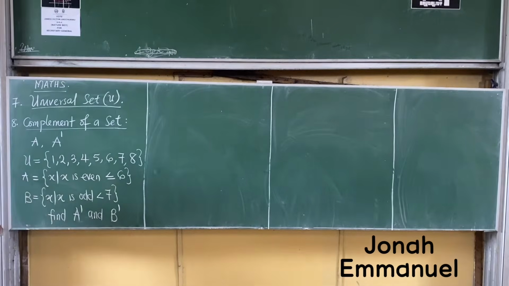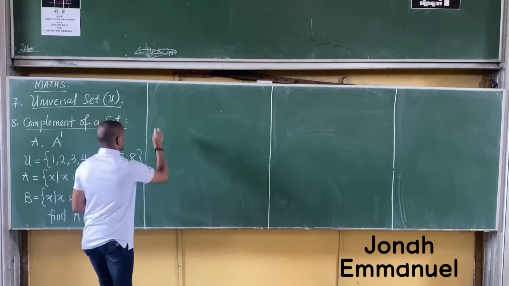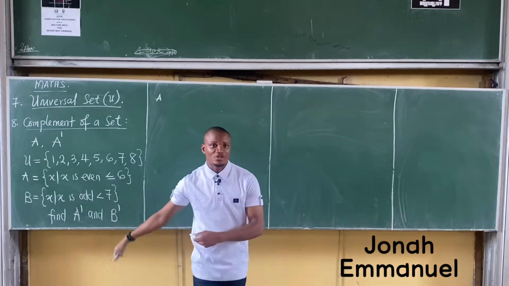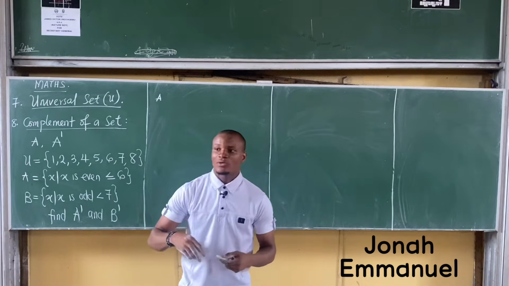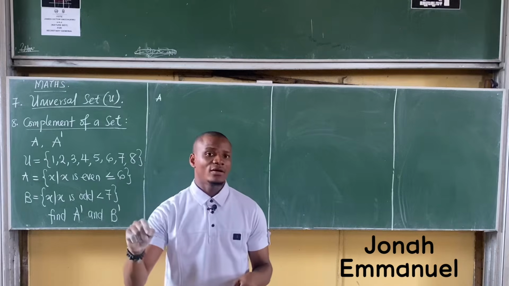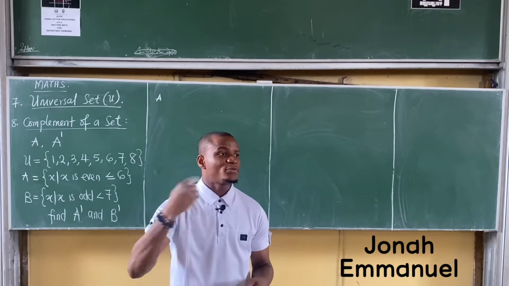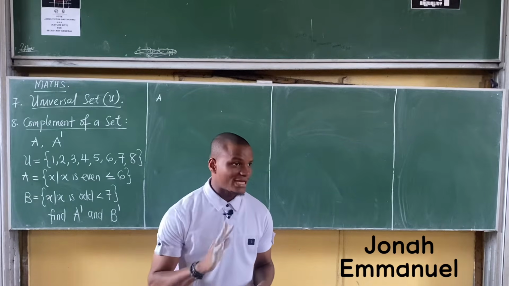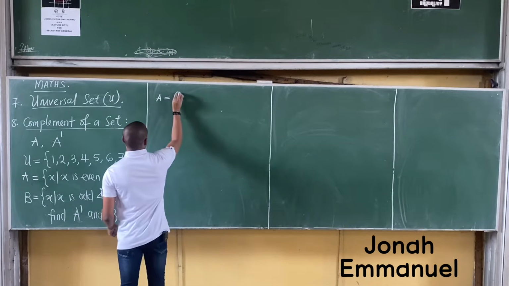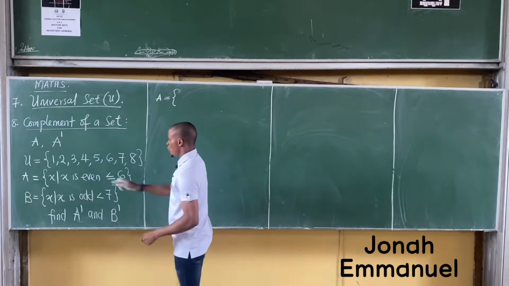So what do I know? Before you get your complement, your first task is to describe A. Change it from set builder notation to the listing. So list it out. Let's say I want to list A. A will be equal to what? Please help me out.